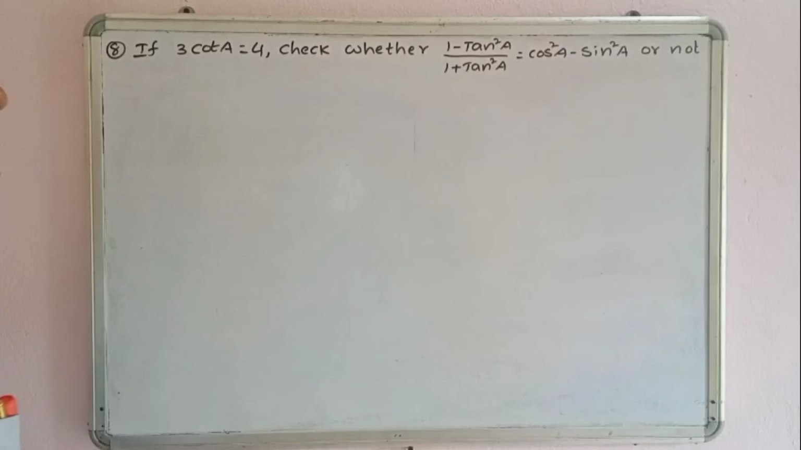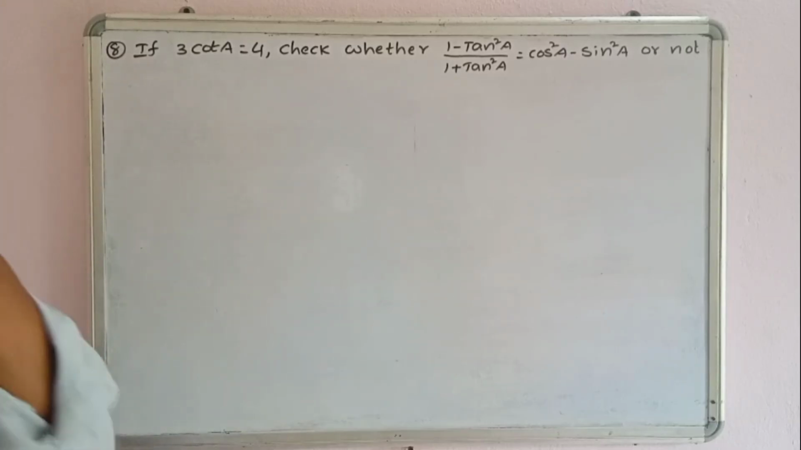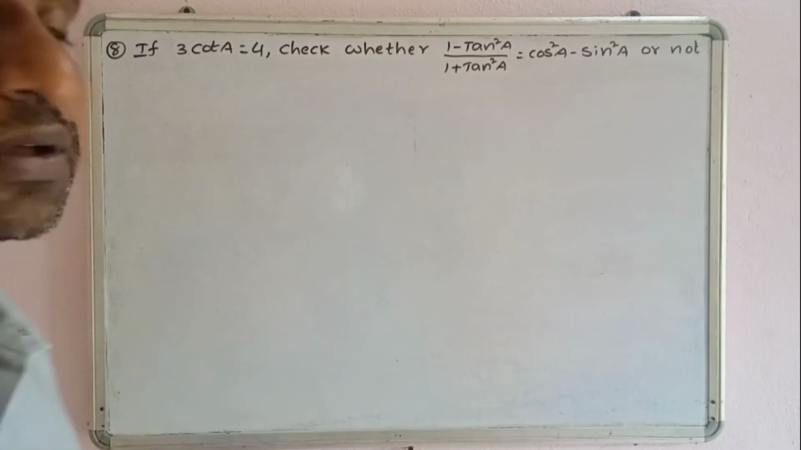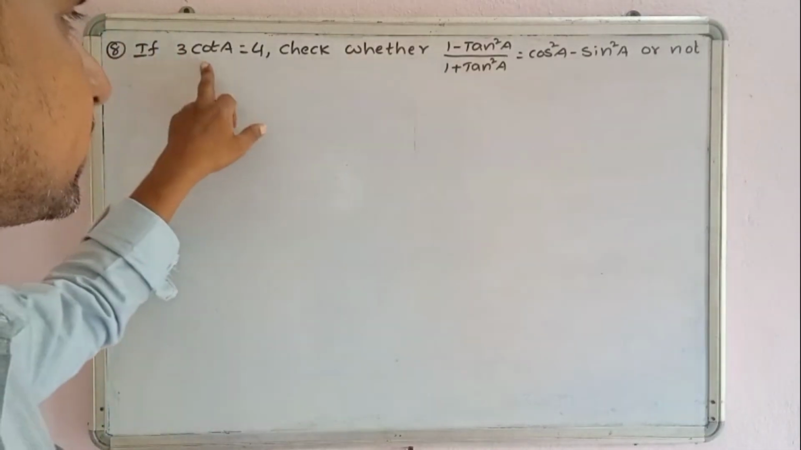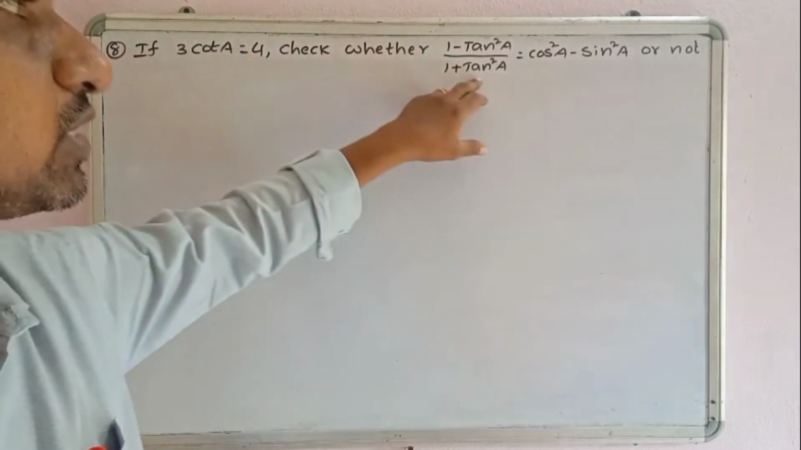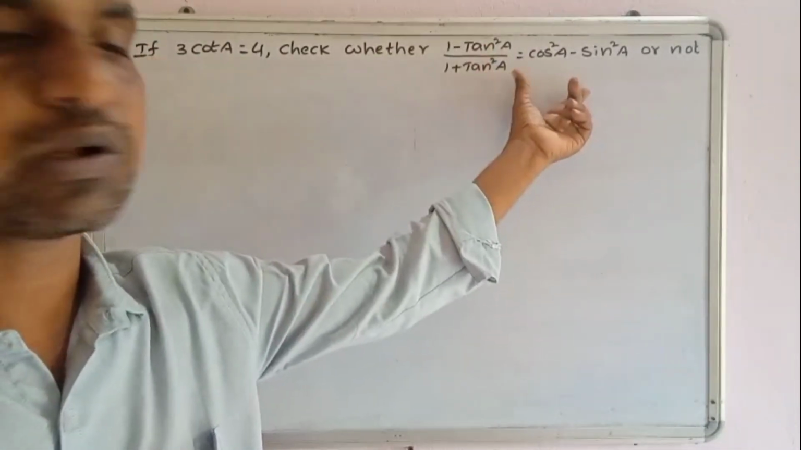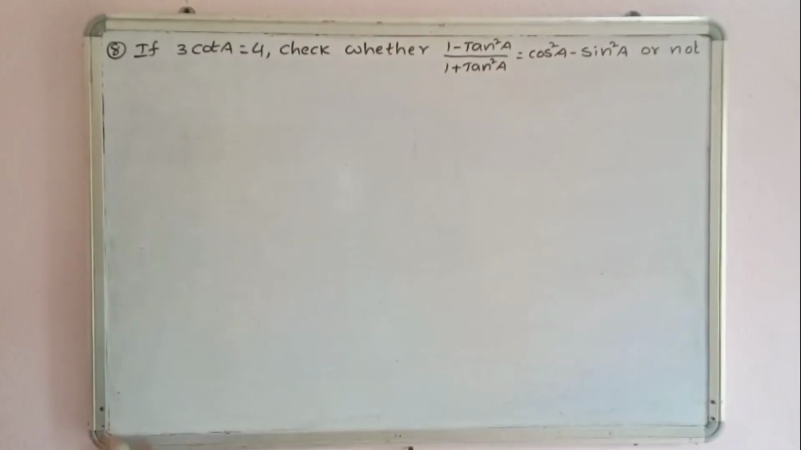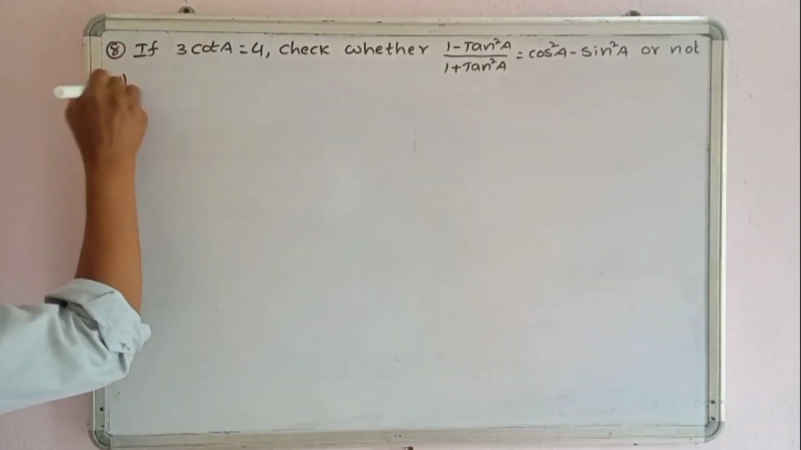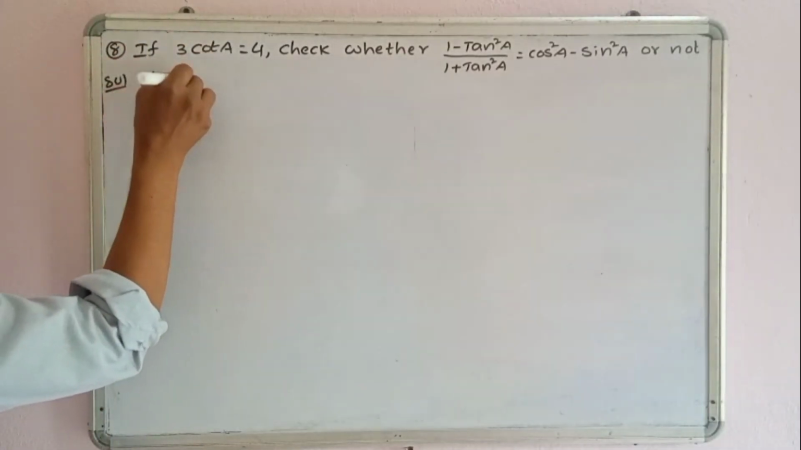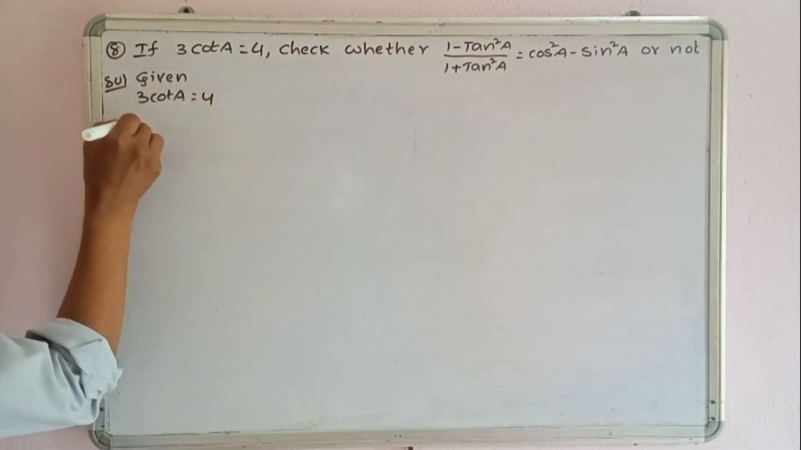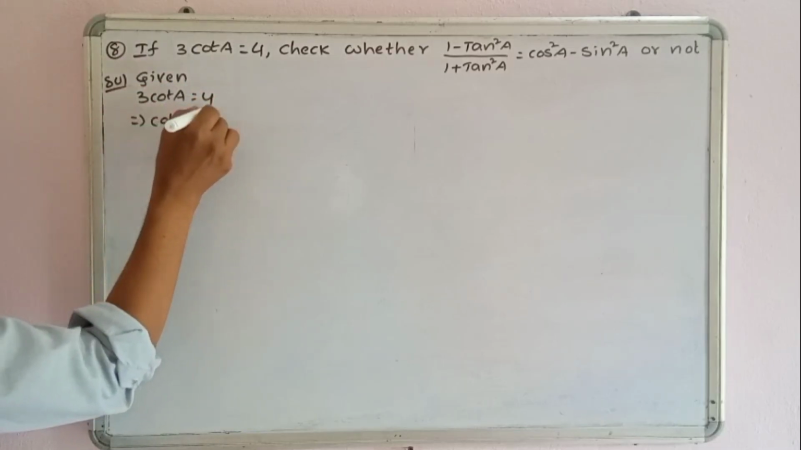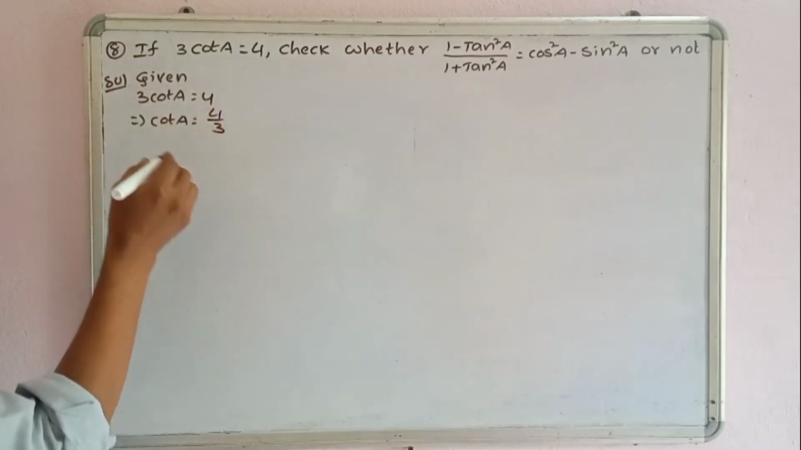See problem number 8. If cot A equals 4 by 3, check whether 1 minus tan square A by 1 plus tan square A equals cos square A minus sin square A or not. Okay, if 3 cot A equals 4, then we will check whether it is correct or not, whether LHS equals RHS. So first, what is given? See the solution. Given 3 cot A equals 4, so cot A equals 4 by 3.